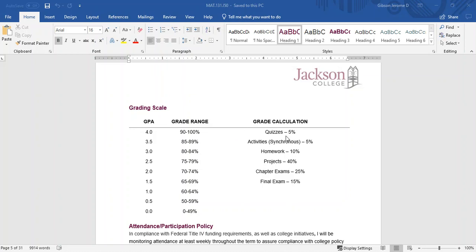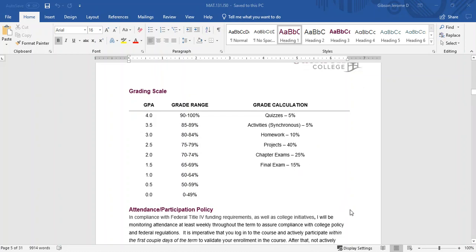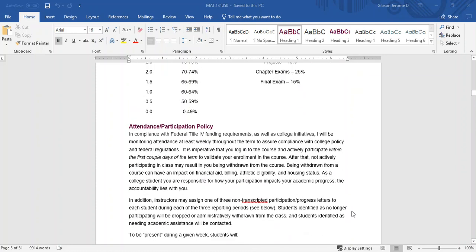The quizzes, they're going to be online. The synchronous activities you're going to do in class and submit them to me. The homework is online. The projects, I will go over that in just a second. The chapter exams are 25% and the final exam is 15%. So that is a breakdown of the grades.